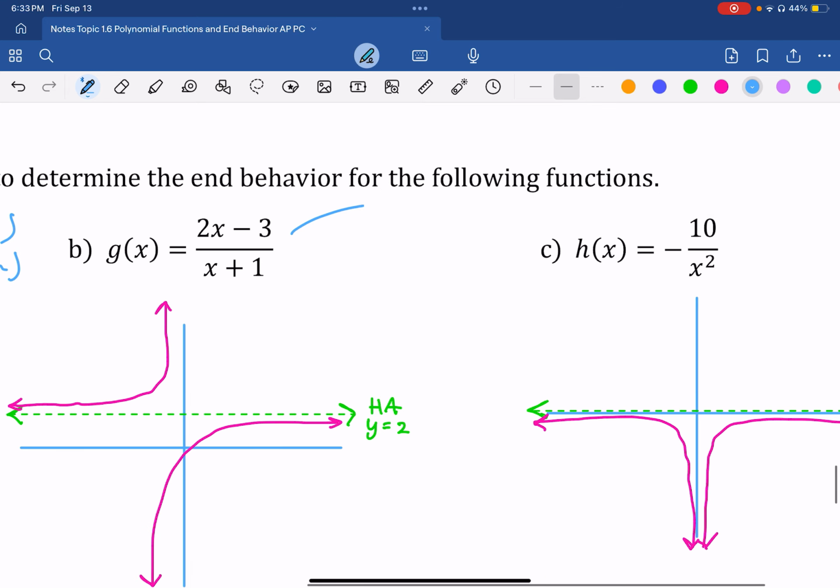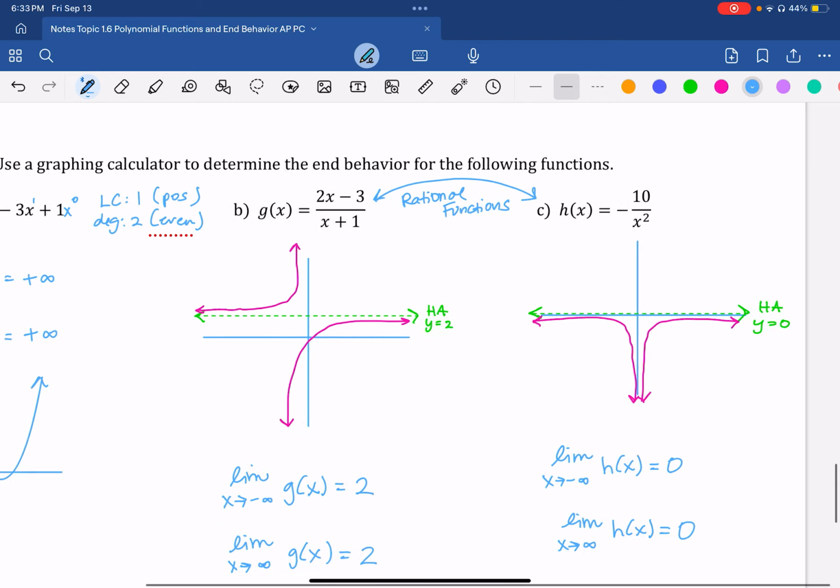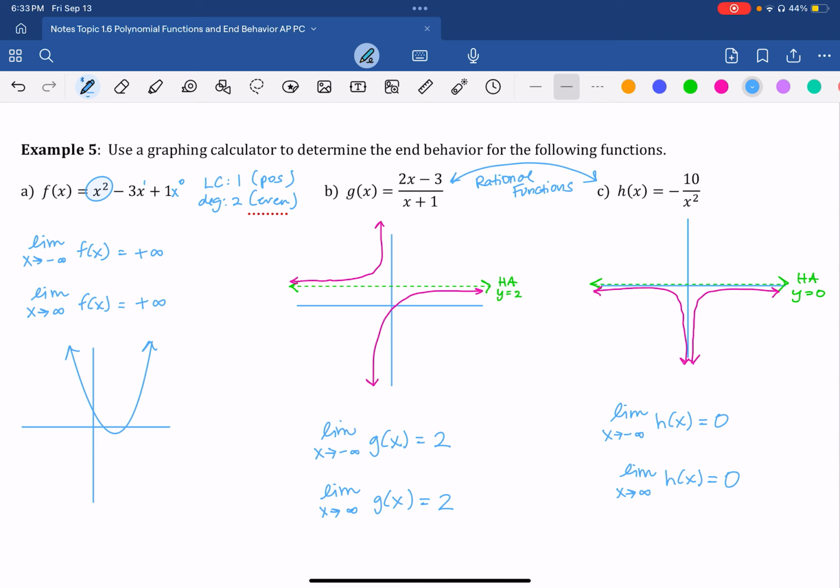So B and C are not polynomial functions. These are actually rational functions, okay? And we'll go into detail on this in lesson 7. So you can watch that video and I'll go into this in more detail.